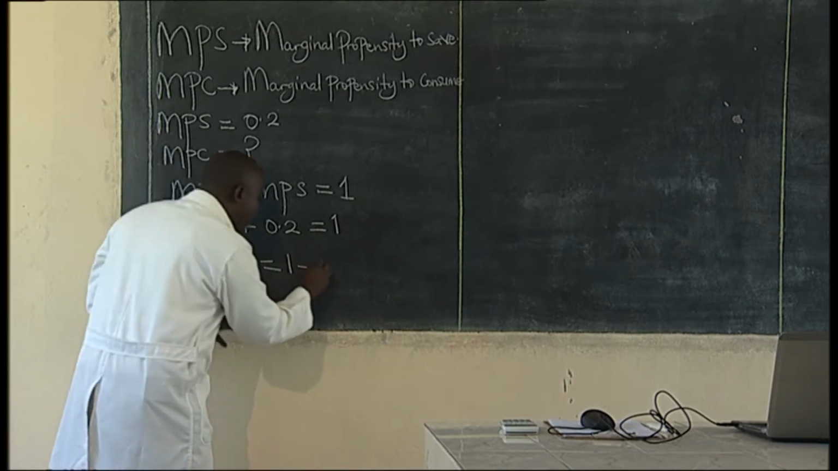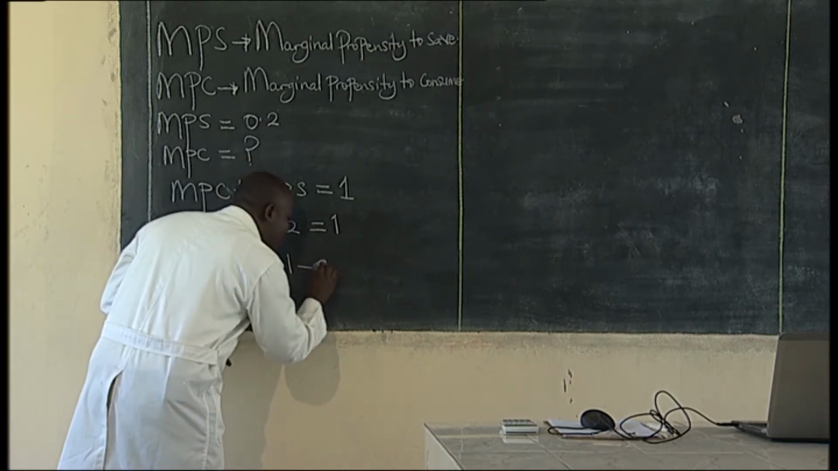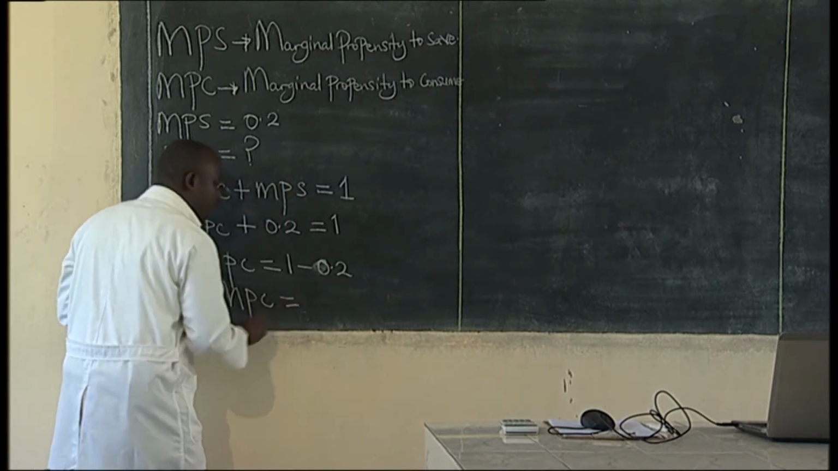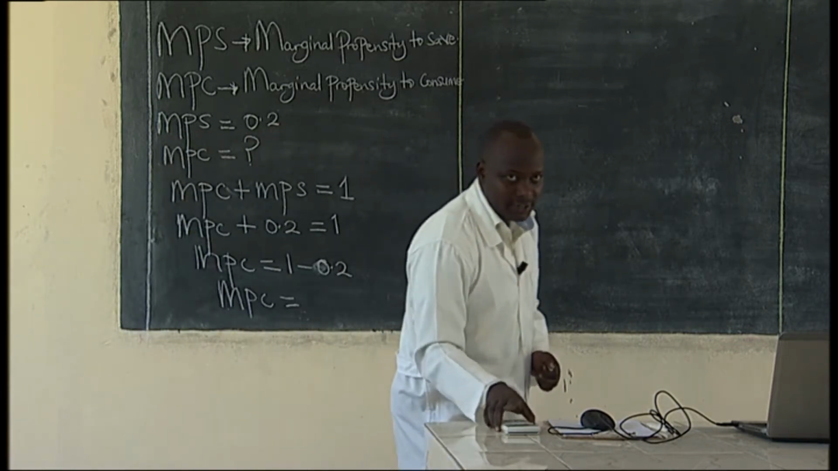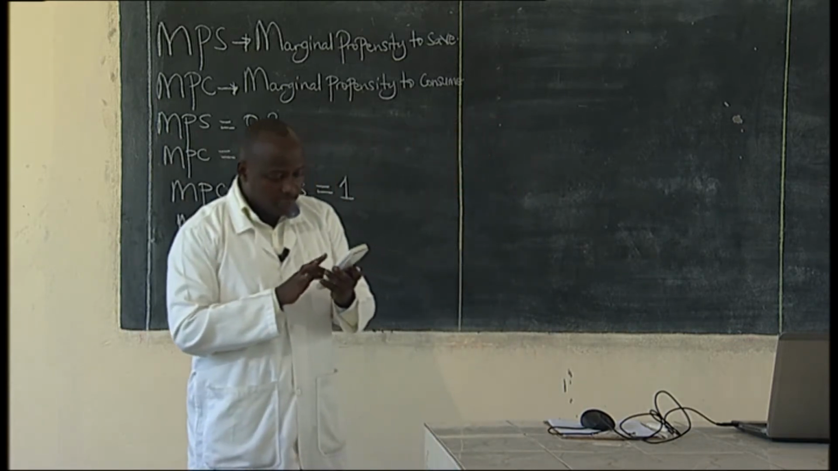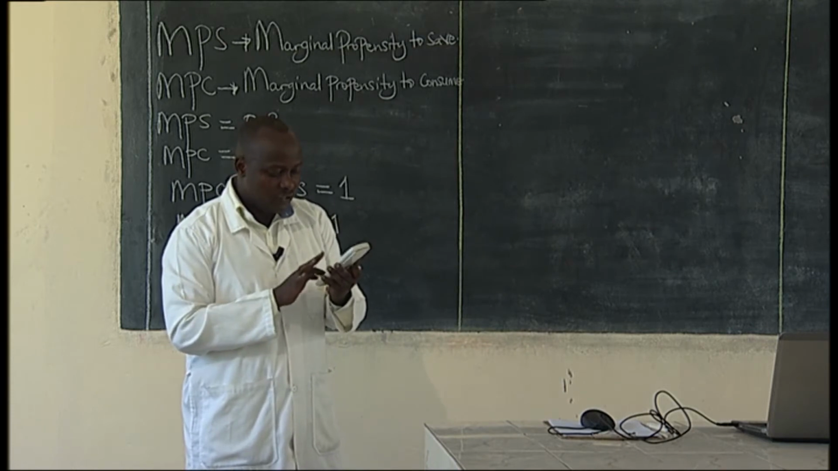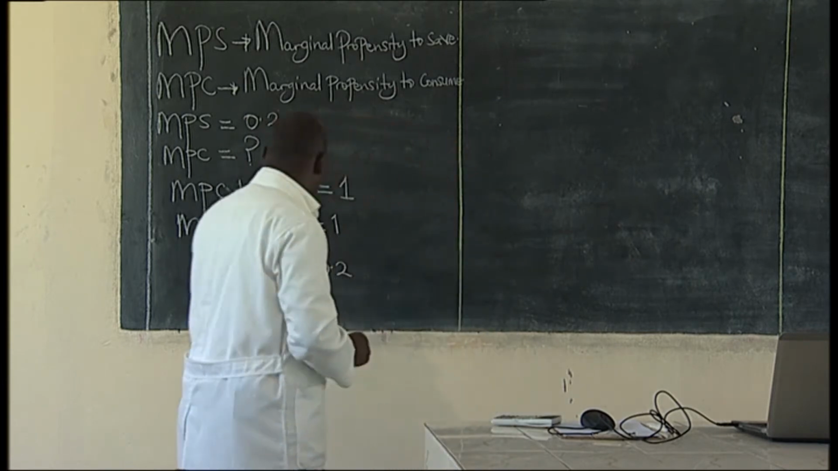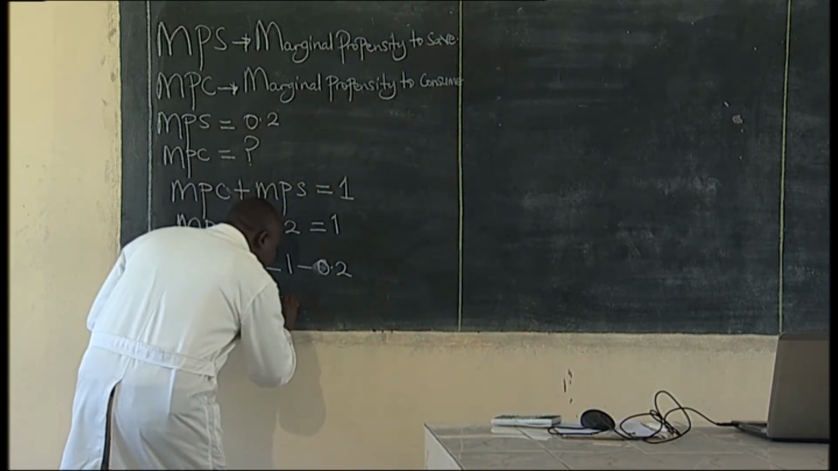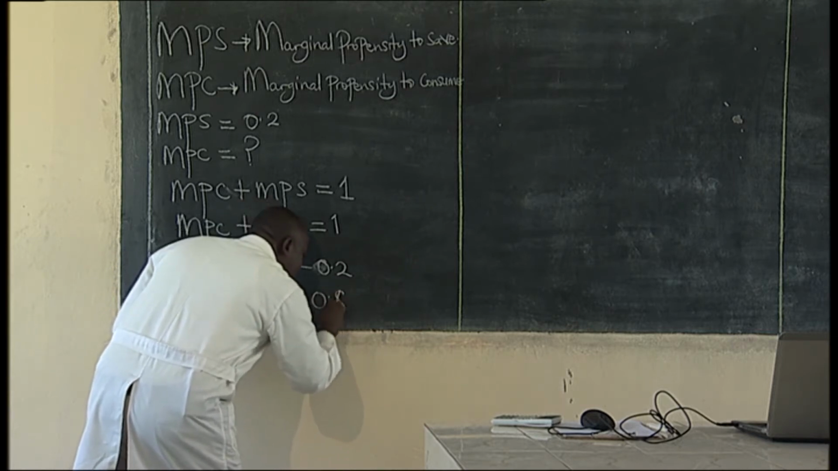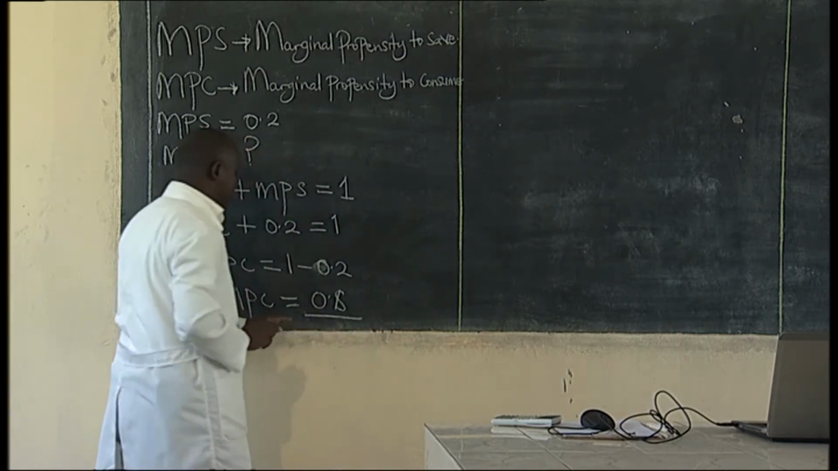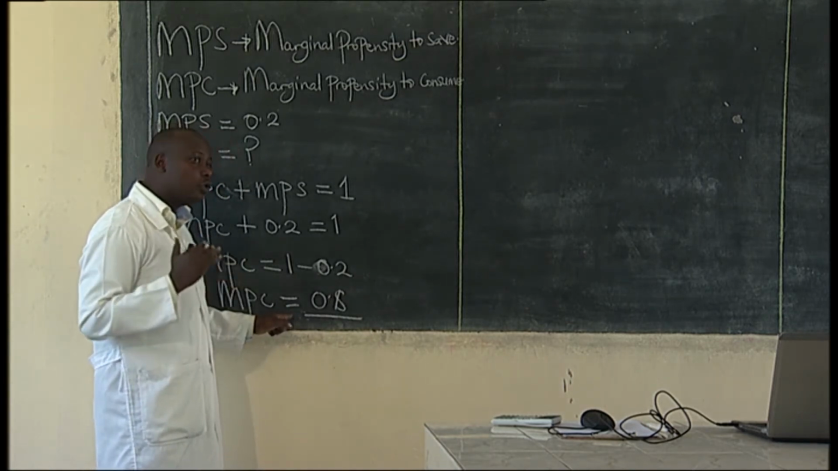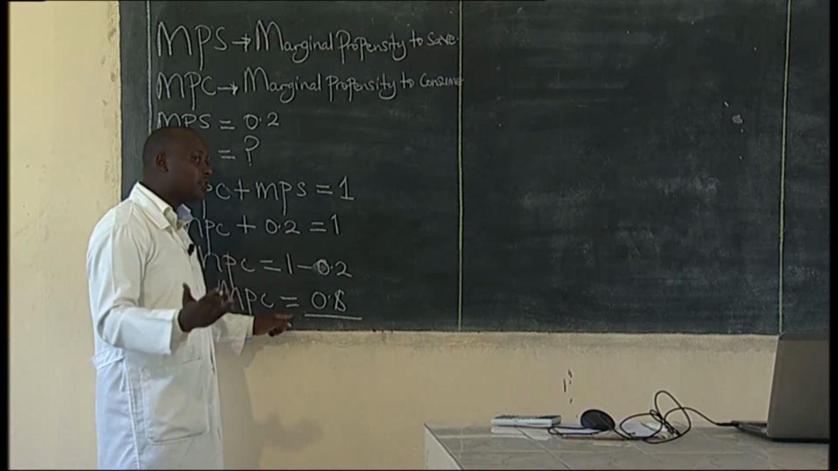Now, 1 minus 0.2 gives our marginal propensity to consume. Learners, join me to calculate this. Hope you have your calculators. If we get 1 minus 0.2, it will give us 0.8. Now, our marginal propensity to consume is 0.8. That is how we get marginal propensity to consume if we are given marginal propensity to save.